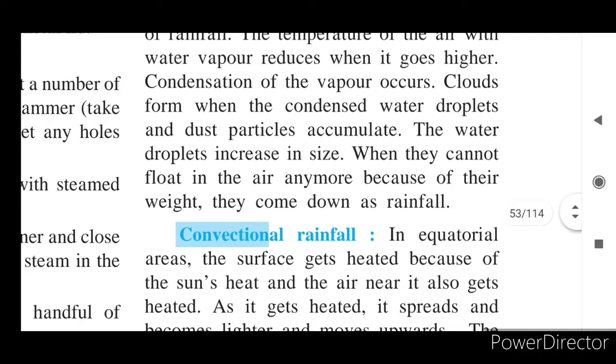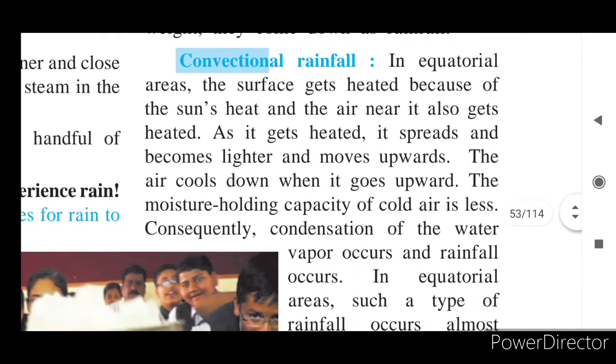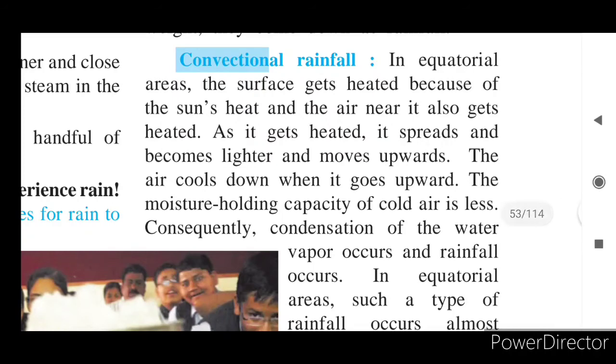Now we will see the types of rainfall. Convectional rainfall. How does convectional rainfall occur in equatorial areas? Equatorial areas means what? The equator is passing there, and on that equatorial area the sun rays are perpendicular, straight sun rays are falling, and due to that there is a lot of heat.